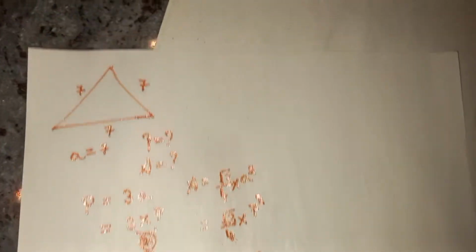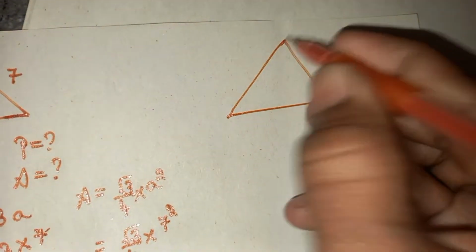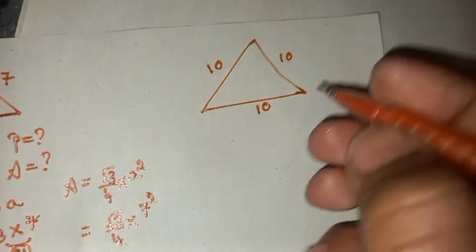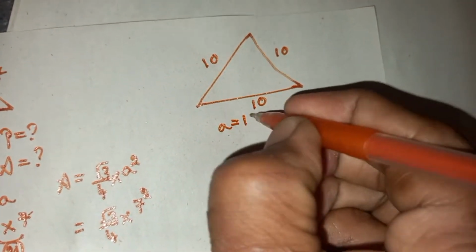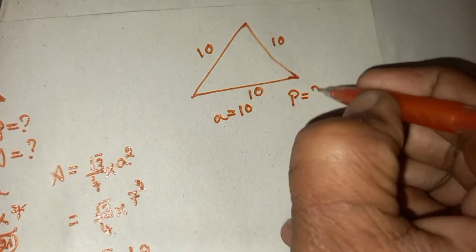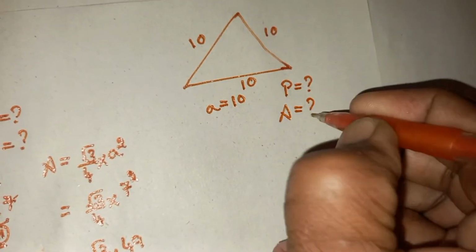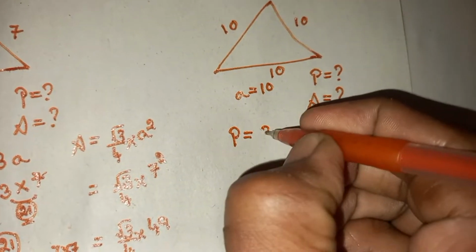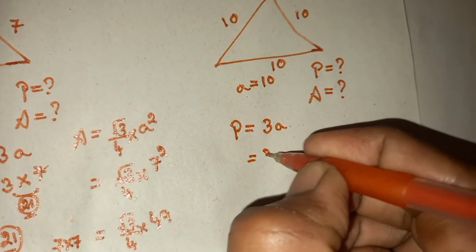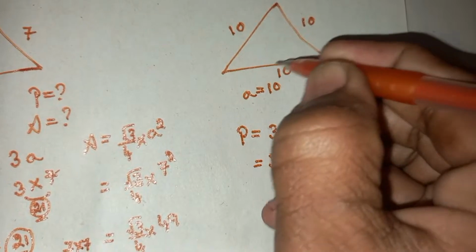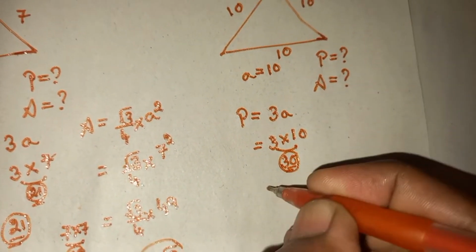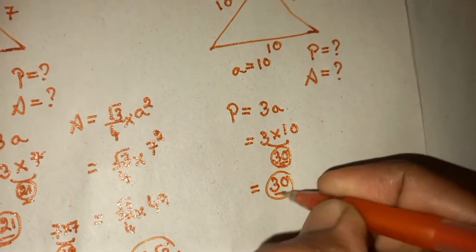Let's take the final problem. Here in this triangle they have given all side lengths as 10 units. When all side lengths are 10 units, you need to find the perimeter and the area of the triangle. The perimeter here also is the same thing, that is 3 times the side length, 3 times 10 units. 3 times 10 is 30 units, 30 units is the perimeter.